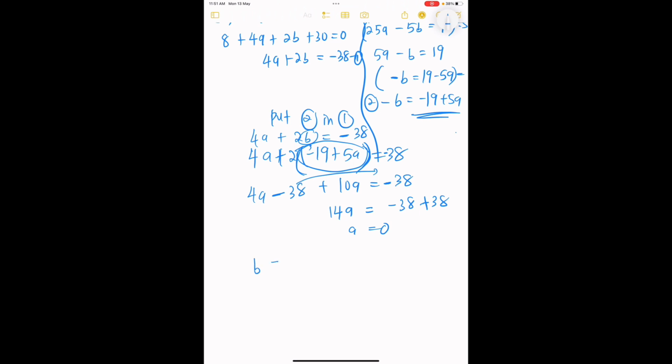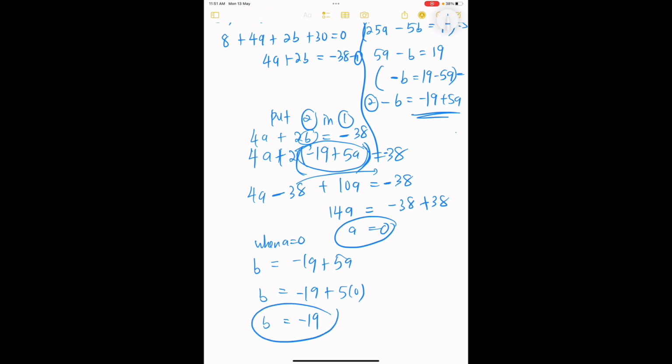How about b? b, you put in the second equation, b is minus 19 plus 5a. When a is 0, so you change the a to 0, 5 times 0. It will give you minus 19. So for the number 4a, a is 0, b is minus 19.